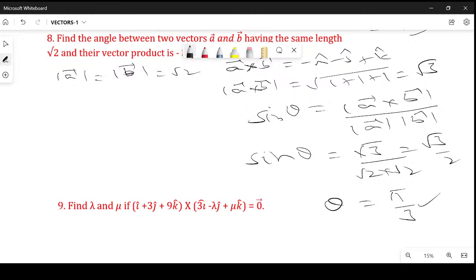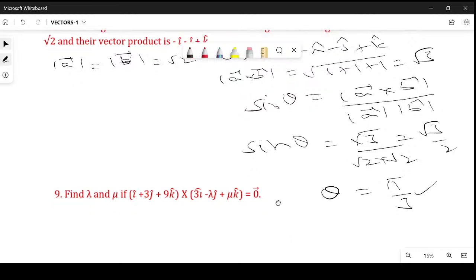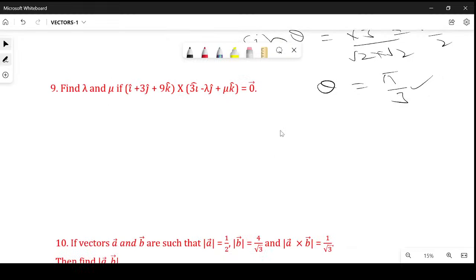If i cap plus 3j cap plus 9k cap, they are asking the vector product of these vectors equal to 0 bar. They are asking to find lambda and mu. So you can use the vector product. Just use the vector product, then you can find it easily. If I take the vector product, i cap, j cap, k cap, I can write 1, 3, 9, and 3, minus lambda and mu, right?